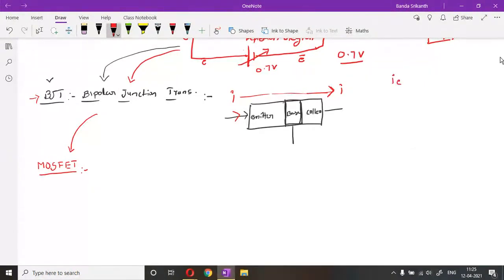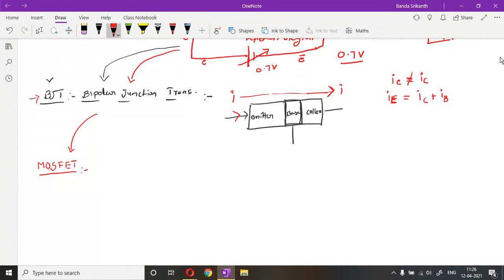Is the emitter current equal to the collector current in a BJT? What is the equation for the emitter current? See, the emitter current is equal to the collector current plus the base current. So here the emitter current is not equal to the collector current.